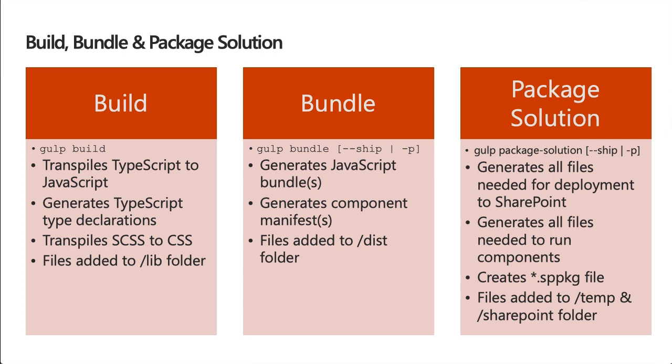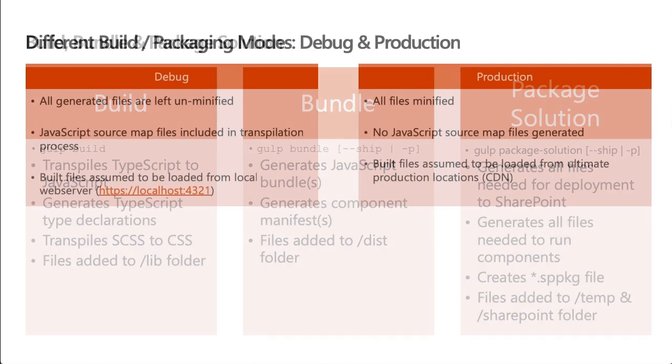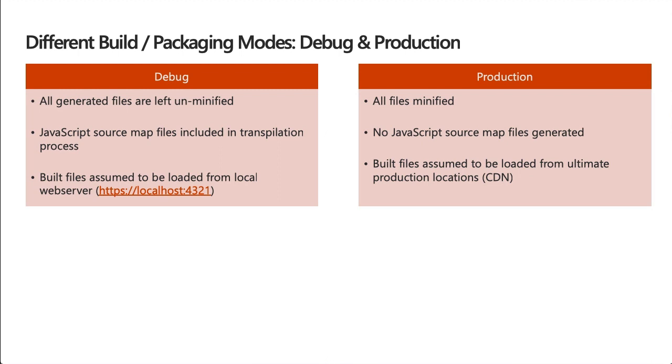This follows the Open Packaging Convention, the OPC convention. This is just a zip file, but it's been renamed to a .sppkg for a SharePoint package. All the loose files will be added to the temp folder and or the SharePoint folder, depending on where they're going to go. It's going to go into the temp folder if you're going to deploy things via CDN. It's going to go to the SharePoint folder for the files that are going to be deployed to SharePoint. Now, I talked a little bit about the different packaging modes, or building and bundling modes, of debug and production.